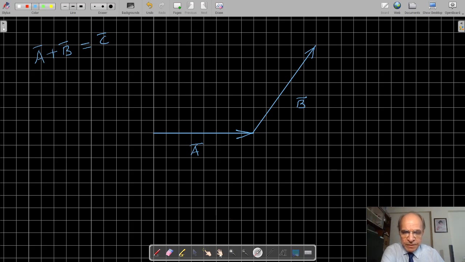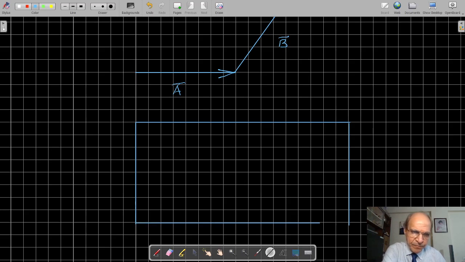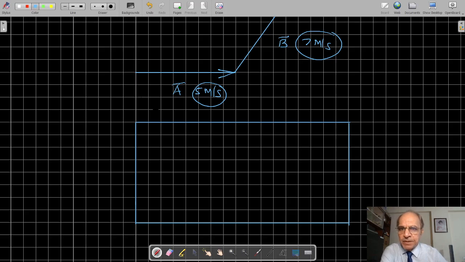Say for example, let's say this is a trolley, a big trolley. On this trolley, say this vector A was 5 meter per second, and vector B was, let us say, 7 meter per second. Okay, so this is a trolley. This is a big trolley, or a platform.